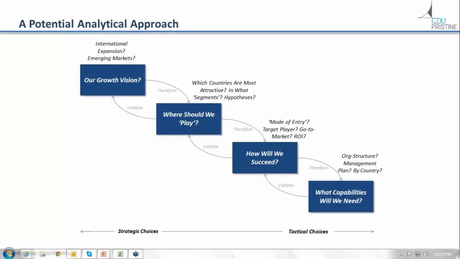And of course, you can't be playing in all the markets, all the geographies, all the products, all the segments. More often than not, companies and businesses understand the value of focusing on certain specific intersections and becoming really, really good at those, rather than trying to be anywhere and everywhere. So leading from the growth vision, you talk about, for example, let's analyze which countries are most attractive, what customer segments, and what our current hypotheses are about those countries.